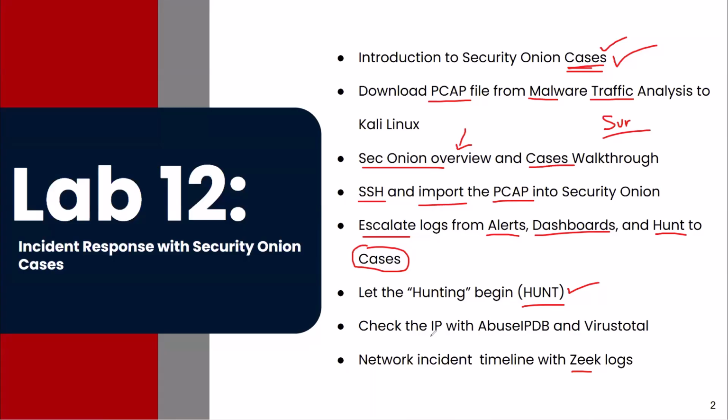Then from there, once we find malicious IP addresses, we will check with things like AbuseIPDB or VirusTotal to check the reputation, if you will, of that IP address. Then we're going to finalize this by taking a look at network incidents, looking at the logs, specifically Zeek logs, to see what exactly went down within the pcap that we downloaded. Okay, I'm hoping this is making sense. That's why I usually start with just this one slide, so I can give you an idea of what we are doing. With that, let's go.